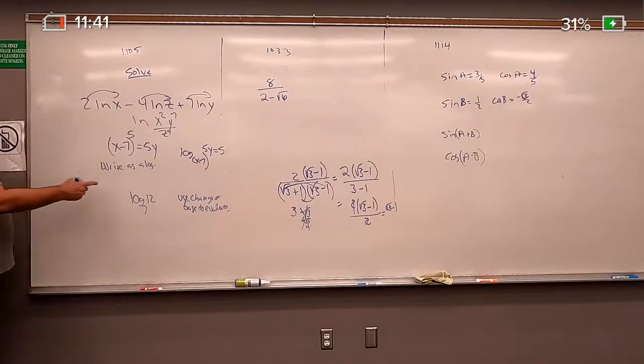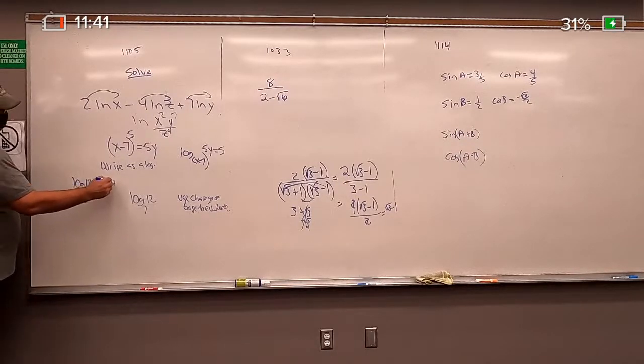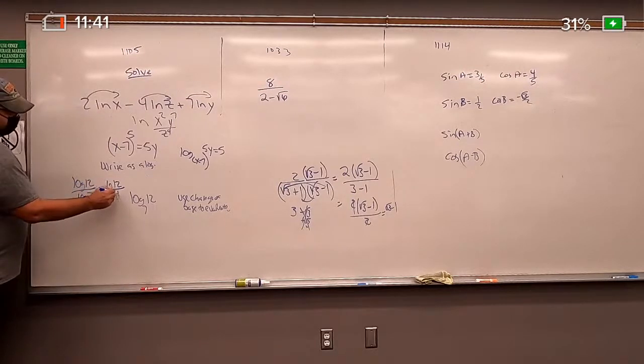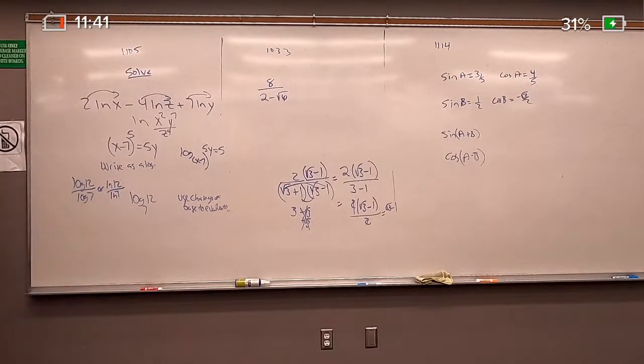So the change of base rule says that log of base 7 to 12 is equal to log 12 over log 7, or ln of 12 over the ln of 7. Okay. And then you use a calculator. You have a calculator? Okay. Then you use a calculator.